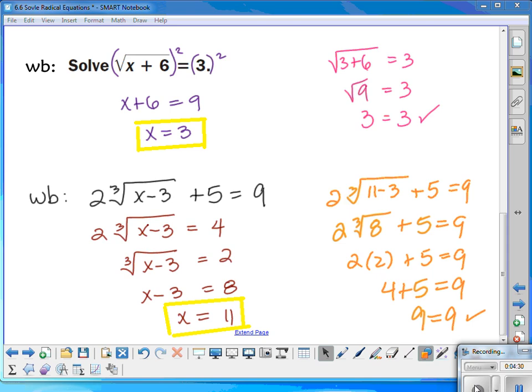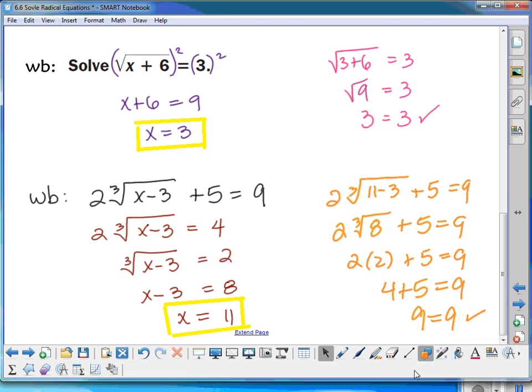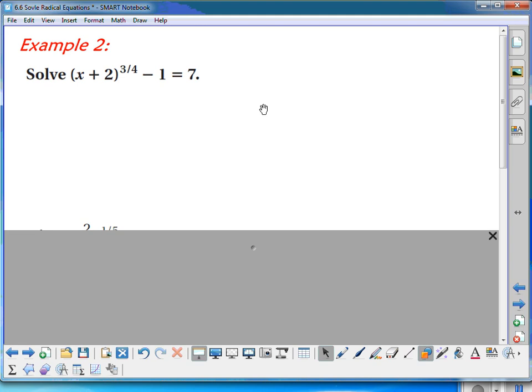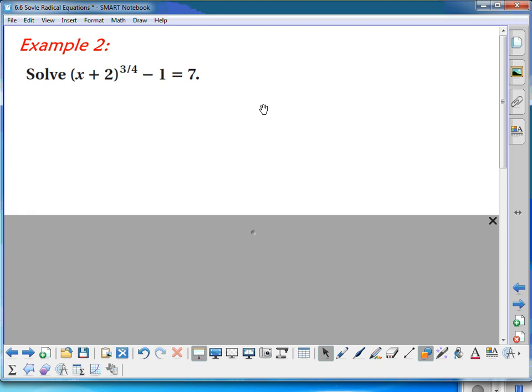All right, so now we're going to add a little twist to it, because I know how much you guys love that. Now we're going to do some problems with fractional exponents, which are still just roots, right? Roots and powers. With your fractional exponent, remember the power is on top, the root's on the bottom. Okay. So it's the same idea.